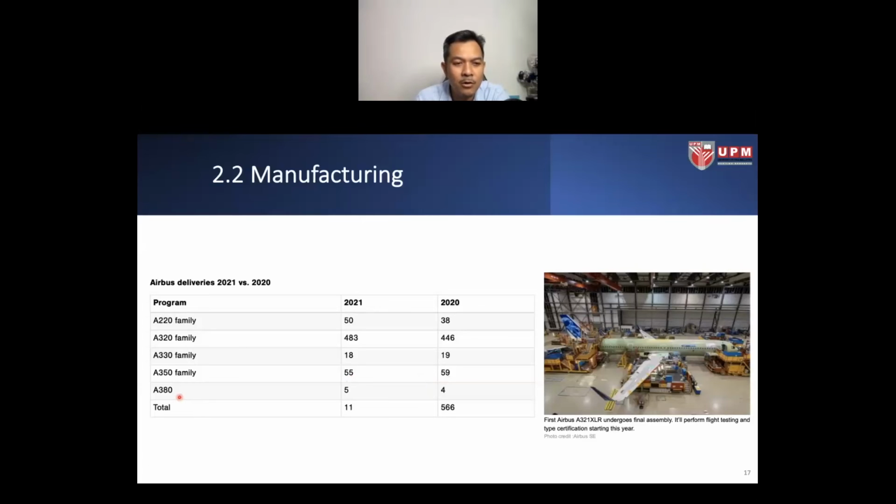A380, even though many of the airlines in the world like Singapore Airlines, Malaysia Airlines, are already retiring their fleet of A380. But of course, those airlines that already ordered earlier, it is still there, and they released 5 in year 2021. So basically, that's what happened.